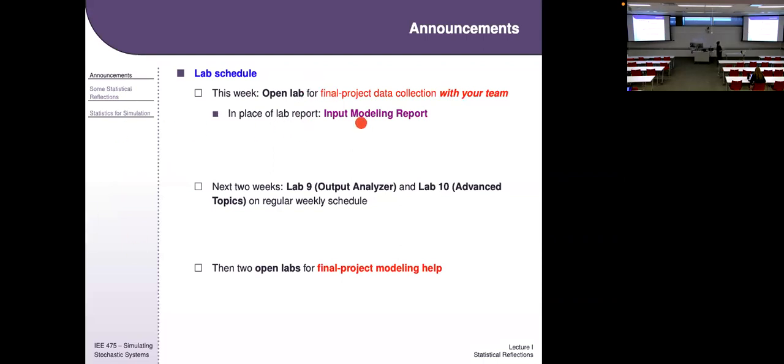Basic announcements, the big thing now is this input modeling report. So I met with some teams in office hours asking about different aspects of this, which systems to select. The thing I want to emphasize is that you should select a system that is tractable. It's easy to get access to, easy to find data for, and has a simple question that you can address in about a half semester. So don't try to be super ambitious, but you also want to make sure the operations question you're asking is interesting enough to warrant using simulation.